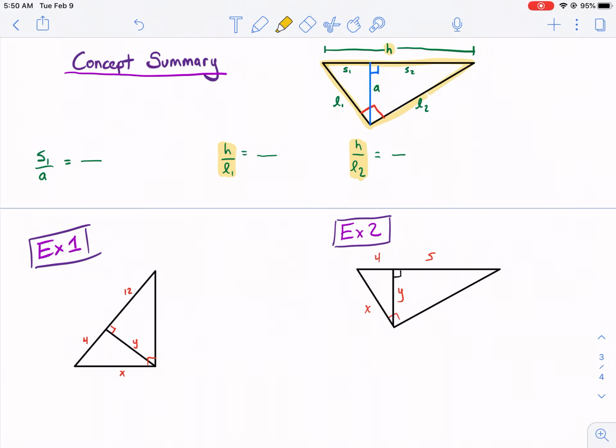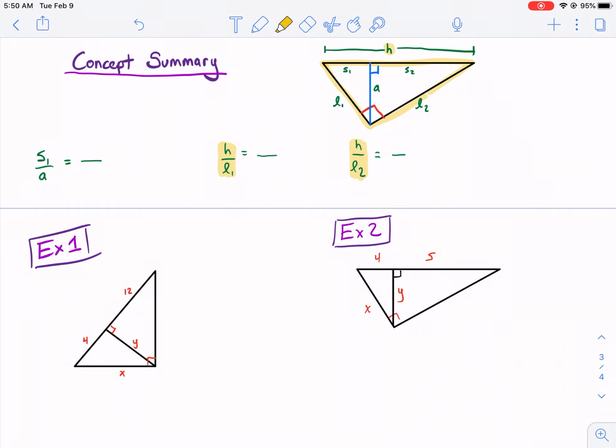Welcome back, everybody, to the final part of geometric mean in right triangle similarity. This is a tough concept, okay, but this is going to be the last breakdown concept summary before we get into some examples, and I'll kind of teach you how we approach problems as we see them.